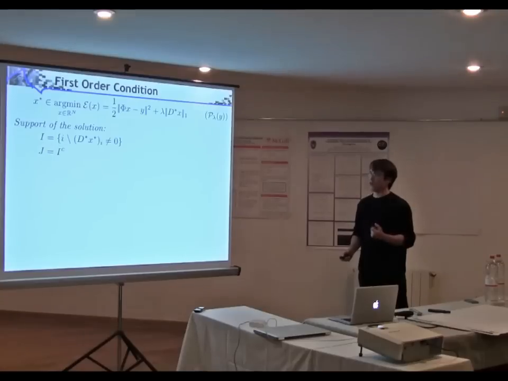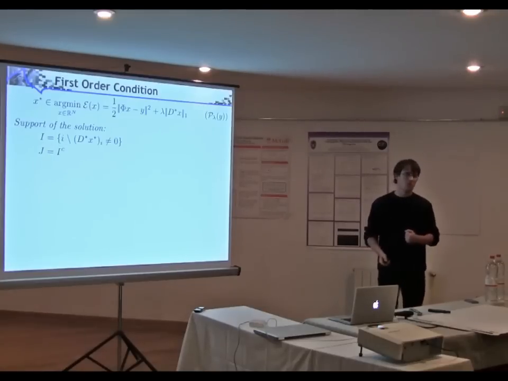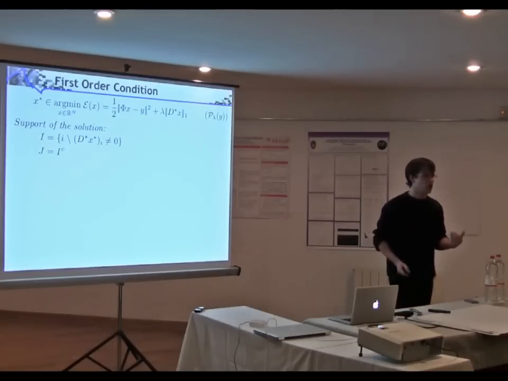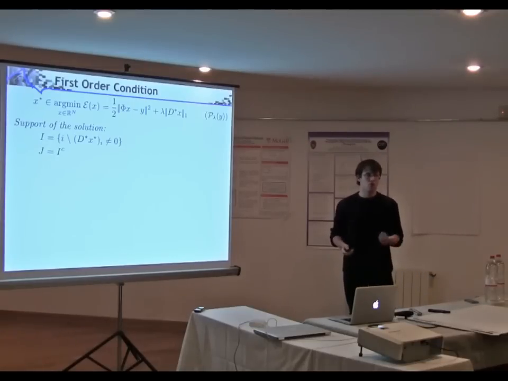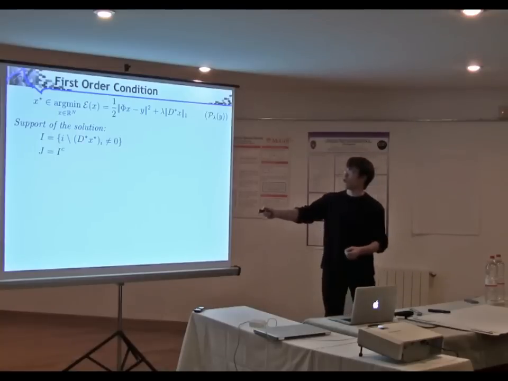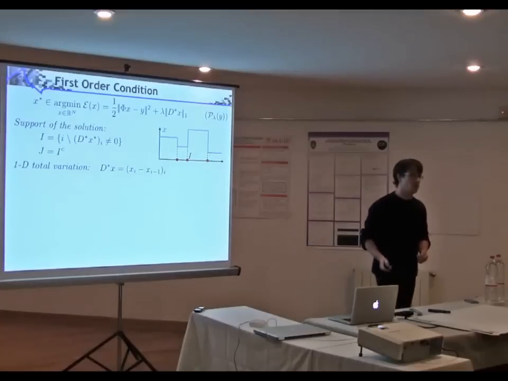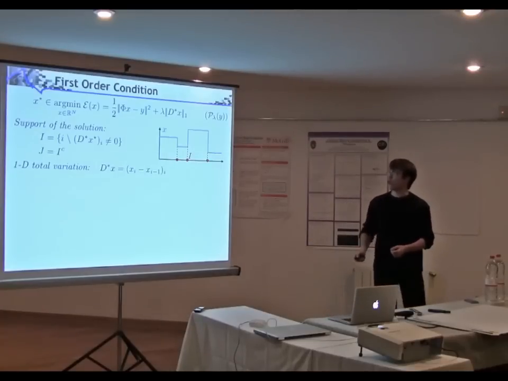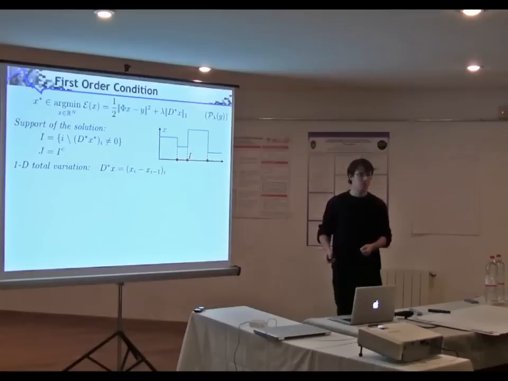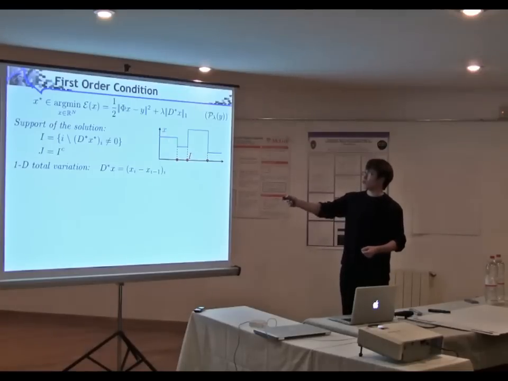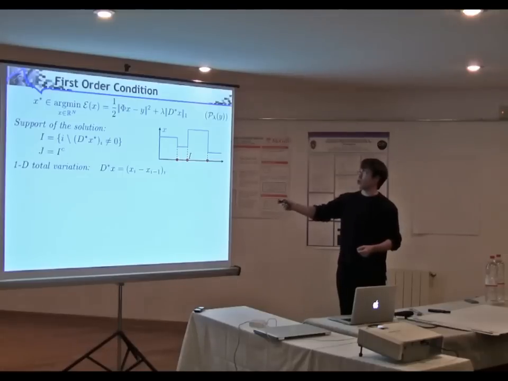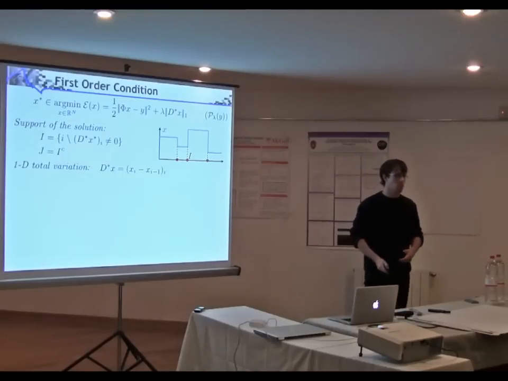And the most important thing, and it's exactly what has already been introduced in the first talk, is the support of the solution. But since here we are in an analysis case, the support is the support of the correlation. Of course, it's not the support of the image, it's the support of the correlation. So for instance, if you consider the TV model, so here it's in 1D, what is the support? It's the points where the derivative is non-zero, and if you have a piecewise constant signal here, it will be exactly the jump locations.